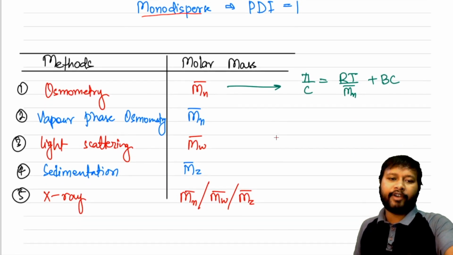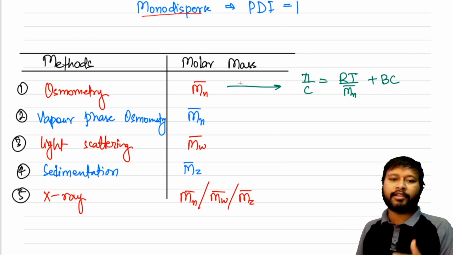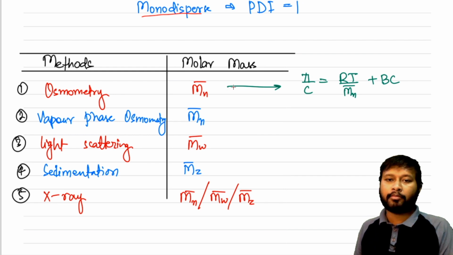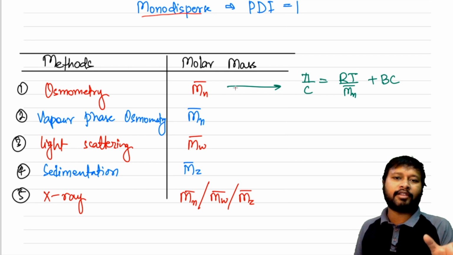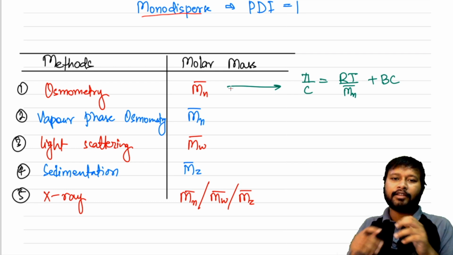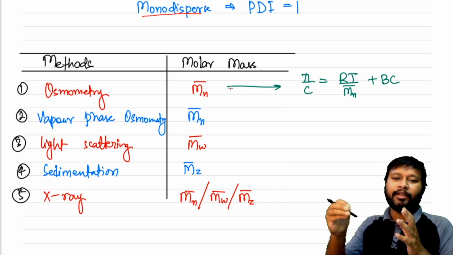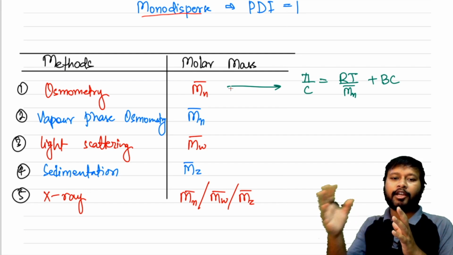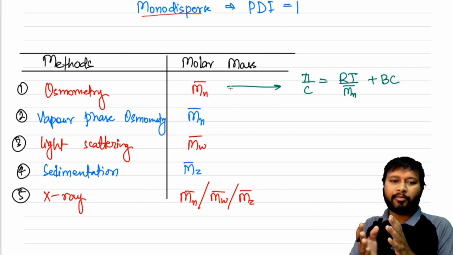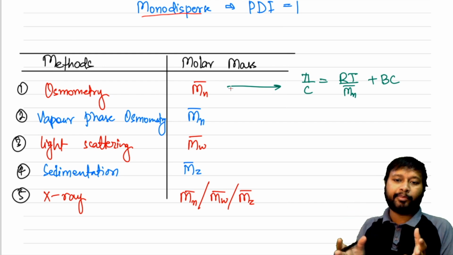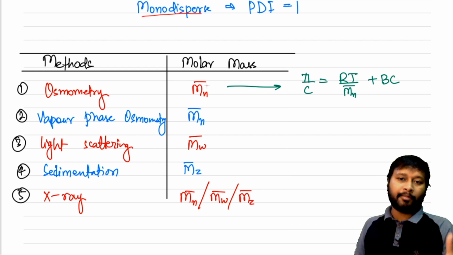Okay, now there are different methods with the help of which we find out a particular molecular mass. Osmometry is the method to calculate the number average molecular mass. If you want to attach a logic to this, you can attach it like this: during osmosis it depends upon the number of particles that have passed through the semipermeable membrane. So the number of particles plays an important role. That's why osmometry is going to tell you the number average molecular mass.